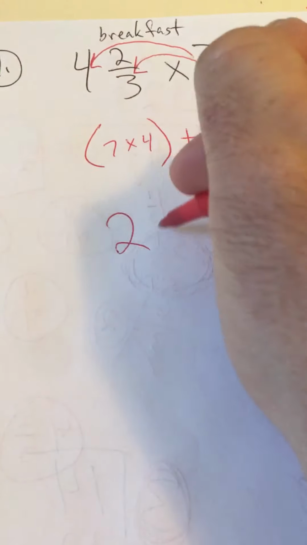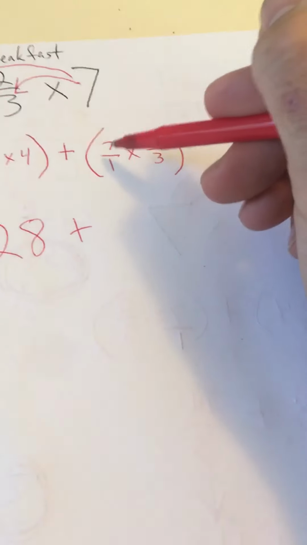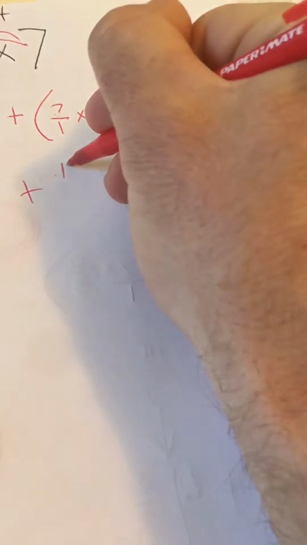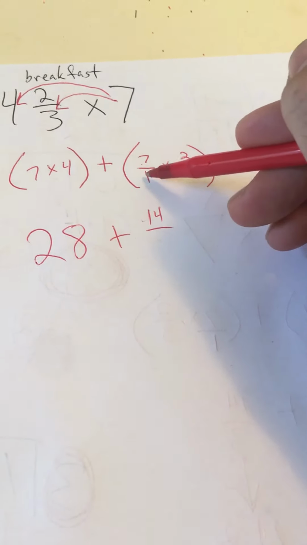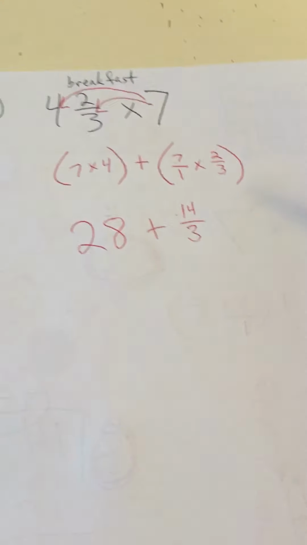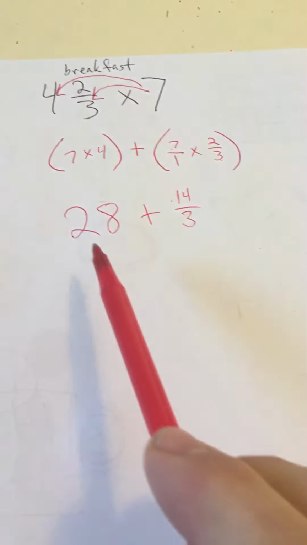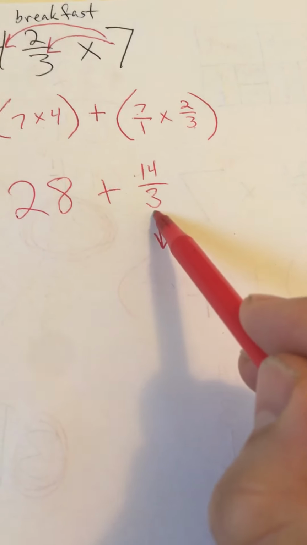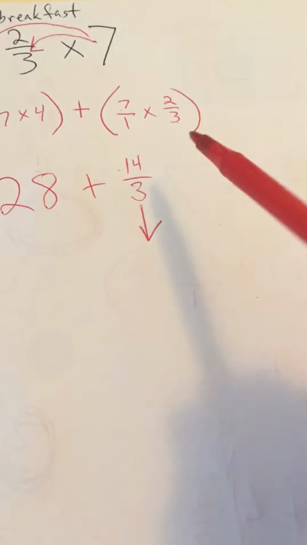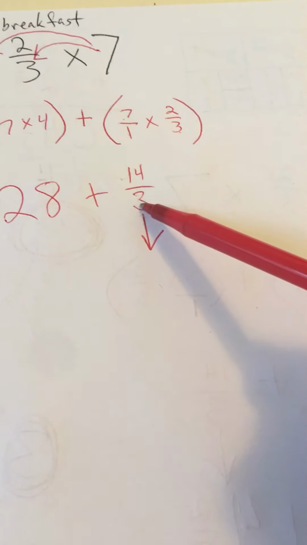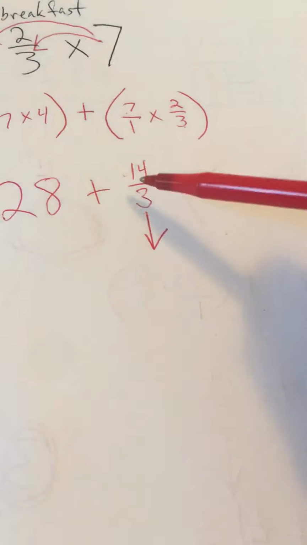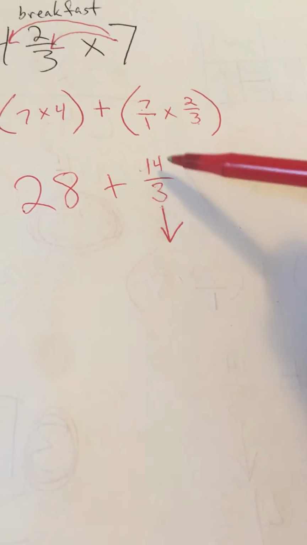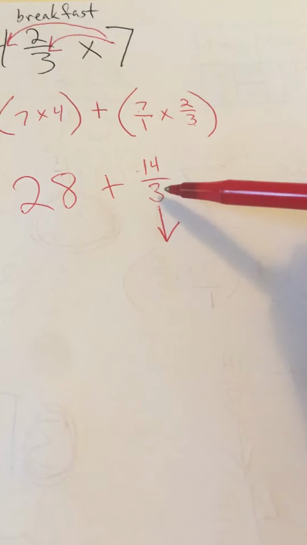So 7 times 4 is 28 plus 7 times 2/3. You multiply the numerators: 7 times 2 is 14. And then multiply the denominators: 1 times 3 is 3. So we end up with, for breakfast, 28 plus 14/3, which is an improper fraction. 14/3 is much more than just 1, so it's more than 1 whole. It's greater than 1. We call this an improper fraction. So 14/3, if you divide 14 by 3, it'll tell you what this is as a mixed number.